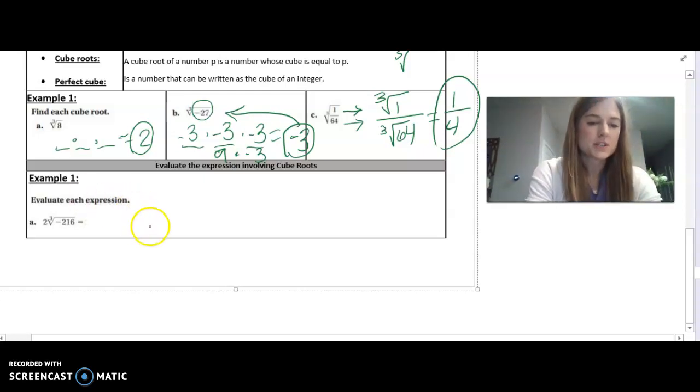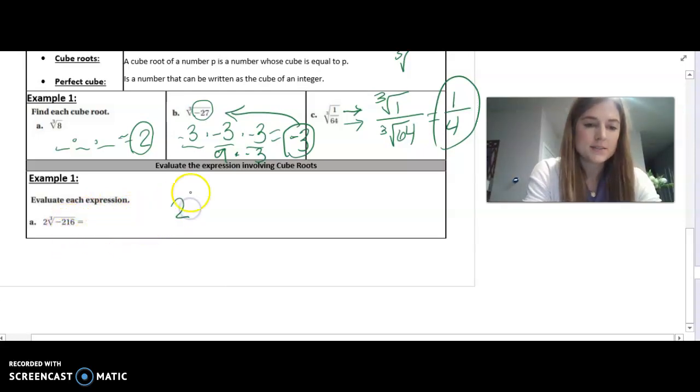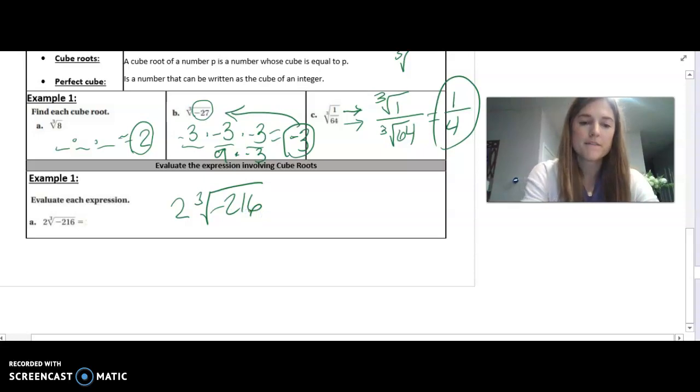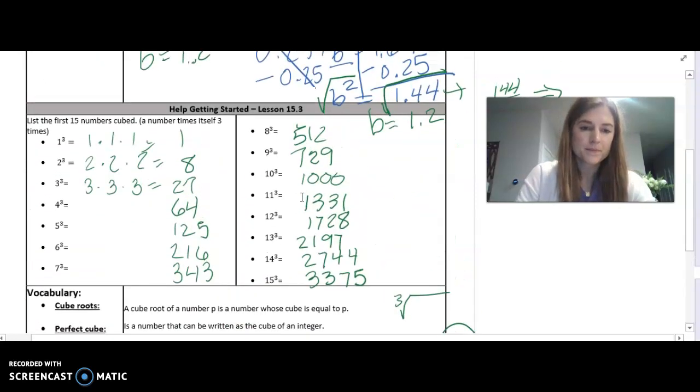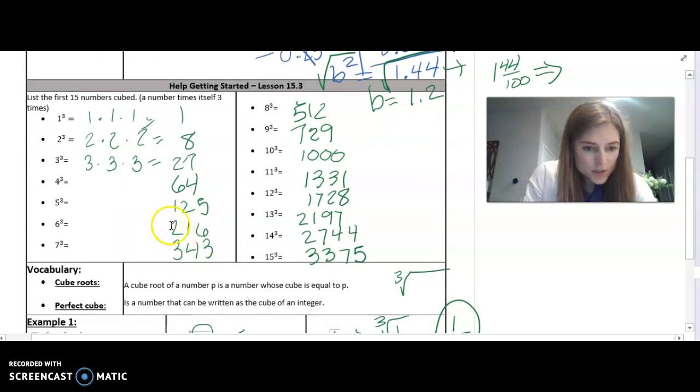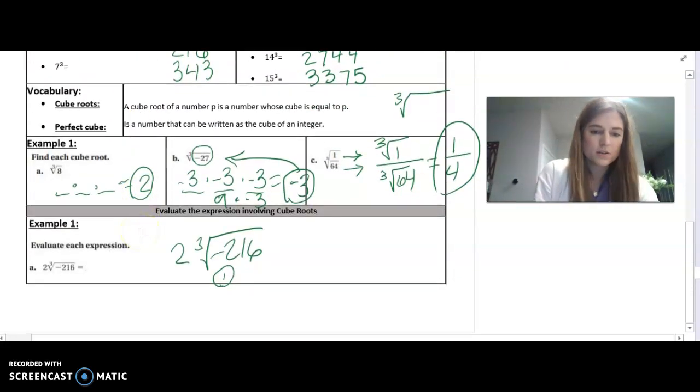All right, and then a challenge problem to kind of end today's little getting started. So evaluate each expression. In this case, think of this as multiplication when it's on the outside of this cube root sign. So first, find the cube root of negative 216. So I'm going to go up. Which one's 216? And that would be my 6 cubed. And I know that it has to be negative 6 because I need it to equal negative 216.